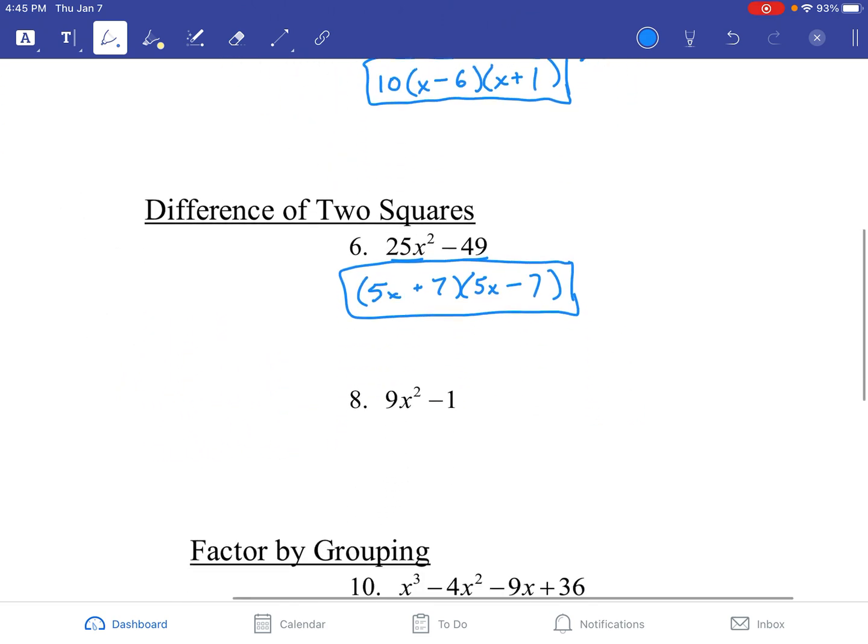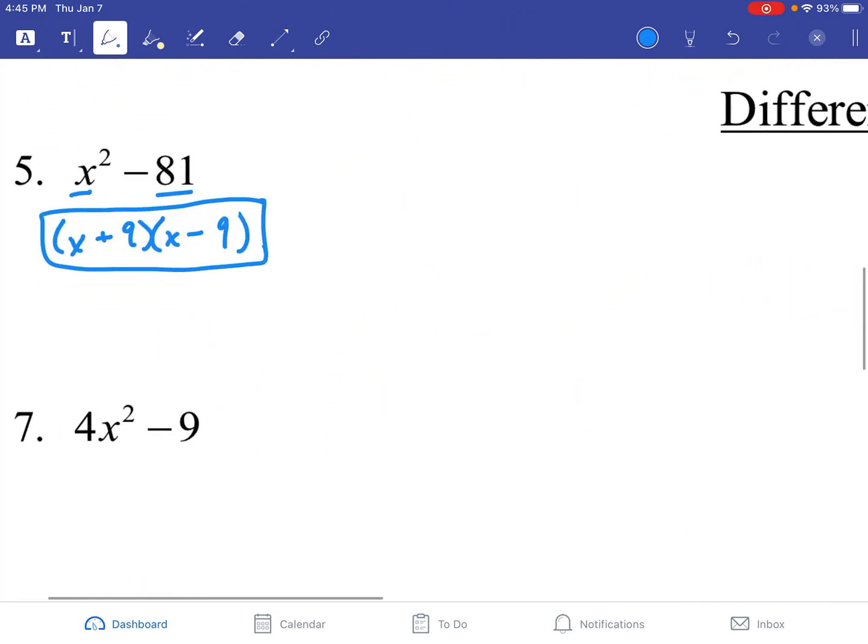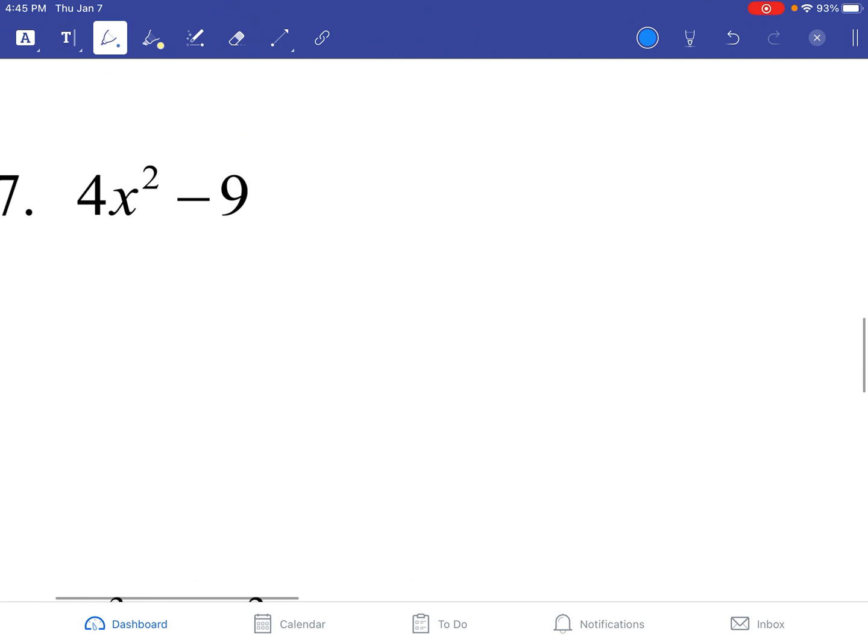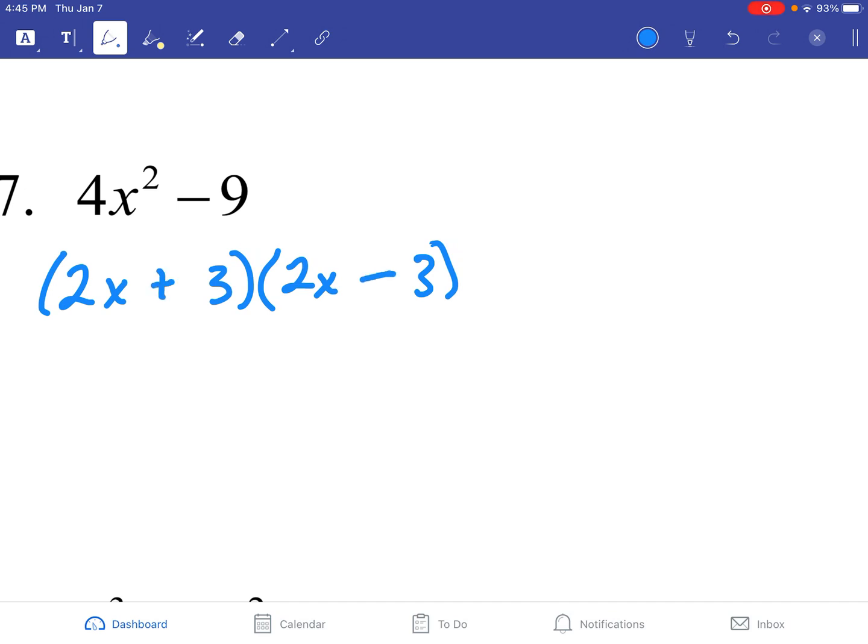All right, keep going. So again, you got 4x squared and negative 9. These are both perfect squares. So 4 is a perfect square for 2. And then we have x. 9 has got 3. We'll put a plus and minus between the two of them.